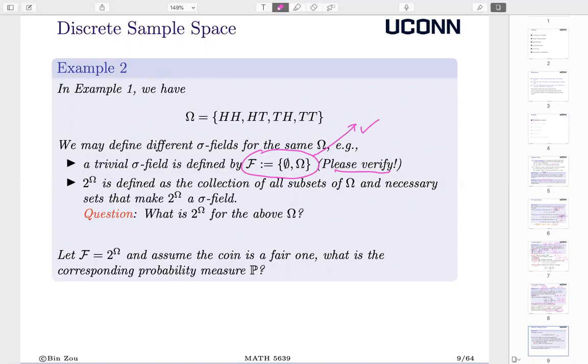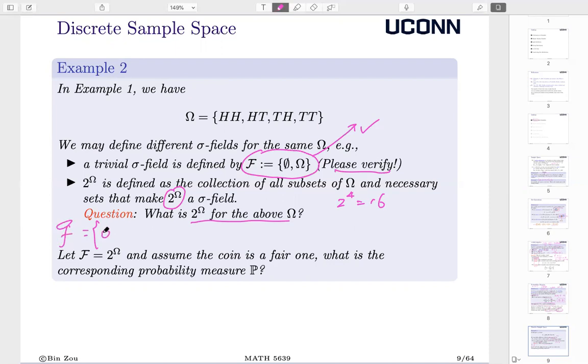The second one is another somewhat trivial case, that is, it includes everything. That's what we call 2^Ω. So that's considered to include everything. I ask you to list everything. For instance, here Ω has 4 elements, right? So 2 to the 4, which means it actually has 16 members. Not Ω itself. So it's a sigma field.